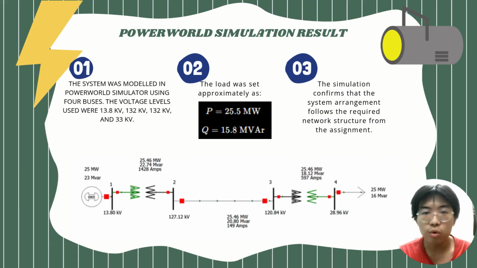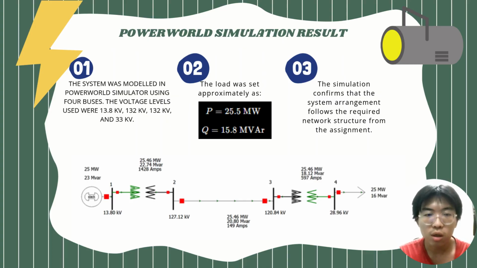The system was modeled in PowerWorld simulation using 4 buses. The voltage levels used were 13.8 kV, 132 kV, 132 kV, and 33 kV. This means bus 1, bus 2, bus 3, and bus 4. Second, the load was set approximately as real power equal to 25.5 megawatt, and the reactive power is equal to 15.8 megavar. Third, the simulation confirms that the system arrangement follows the required network structure from the assignment.